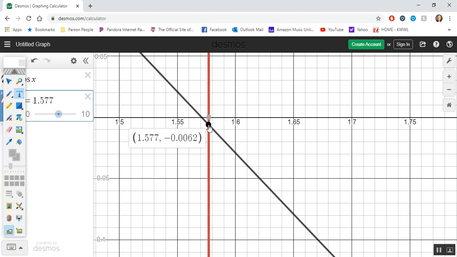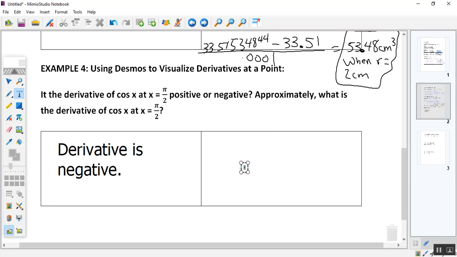And here's what I would tell you. Your point, so what was that second point, kids? 1.577 comma what? Negative point, was it 2 zeros or 3 zeros there, Maddie? 2? 0062? And then we said the other one was 1.571 about, comma 0, right? Because that was the point, pi over 2 comma 0. So if we want to know the slope at that pi over 2, which is that 1.571, don't I have 2 points that are really, really close to each other? Won't that give us an idea of what the slope is right around there?